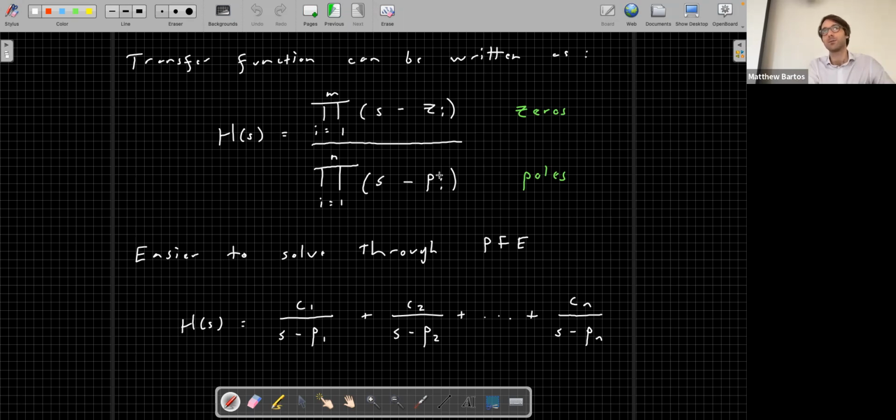In the next lecture, we'll talk about where these names come from. But if you have a polynomial, you can factor it into a product of the zeros on the numerator and the poles on the denominator. And we show that this type of system is generally easier to solve through what is called partial fraction expansion.